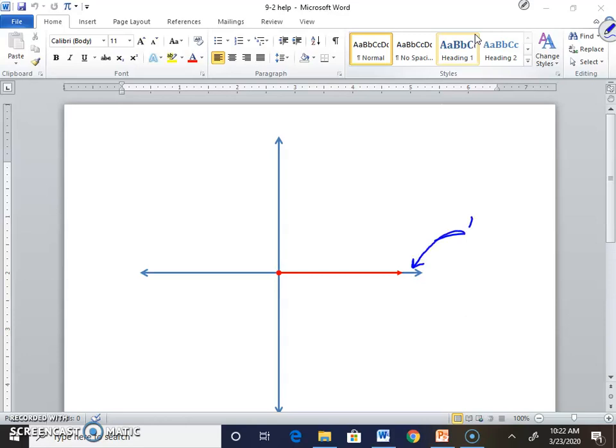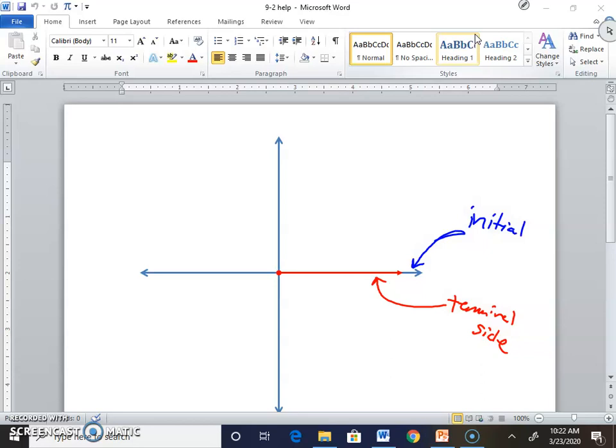If you remember, it said it's on the positive x-axis. This is where the positive numbers would be on our x-axis. This part in red is our terminal side. If you're thinking of games you used to play, there's a spinner. That spinner is your terminal side.